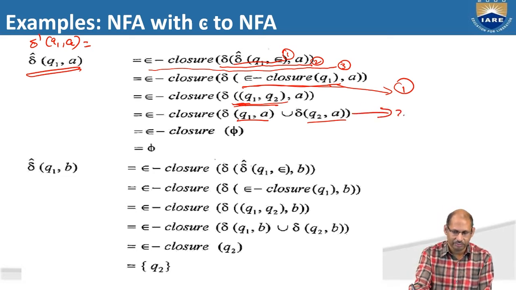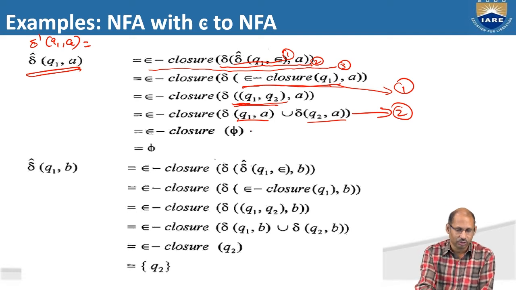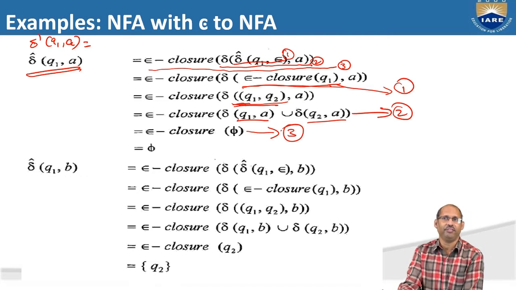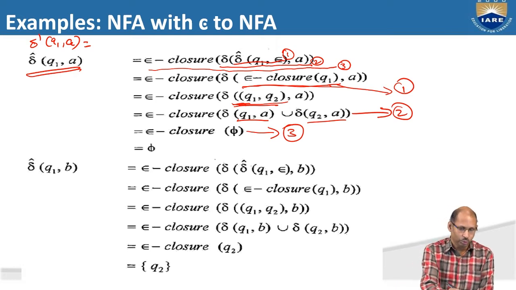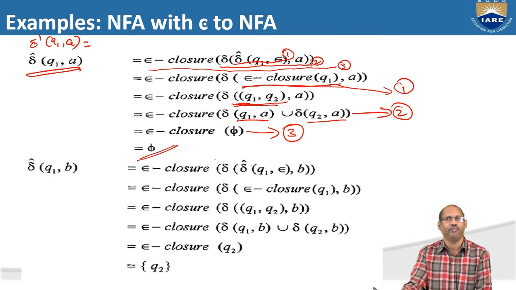So, this is the second step. Applying Q1, Q2 on A is the second step. Then, finding the epsilon closure of phi is the third step, which is simply phi. Epsilon closure of phi is simply phi. Right? So, Q1 on A is simply phi.